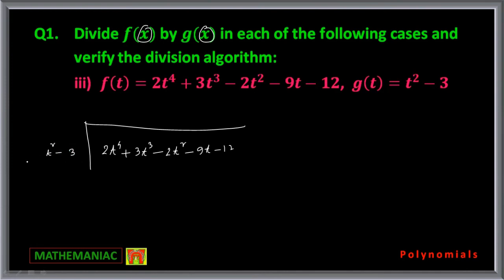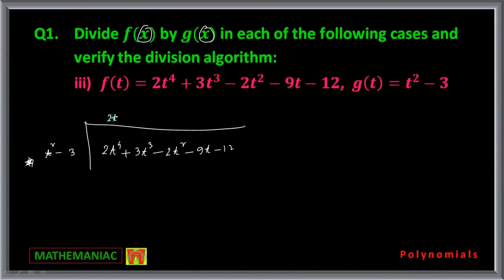Now look here, this time the divisor has a missing term. This is t square, the t term is not there. So you might get some terms which will not match with the powers of the dividend. That's not an issue. We'll start. Let's see what we'll face, right?